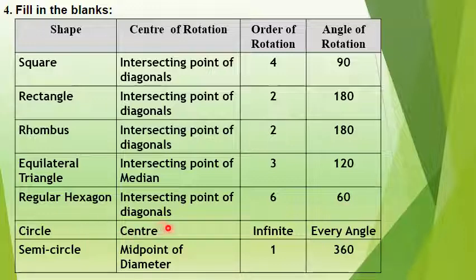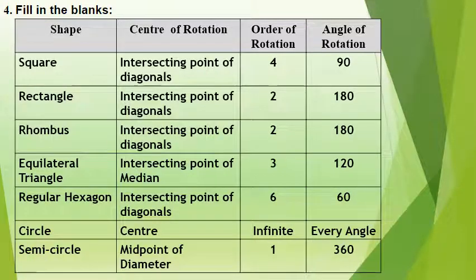Next is the circle. The center of rotation is the center of the circle, and the order of rotation is infinite. That means at every angle, even a smaller angle, it will look exactly like the original shape. So we write the order of rotation as infinite and the angle of rotation as every angle. Next is the semicircle. The center of rotation is the midpoint of the diameter, the order of rotation is 1 only, and the angle of rotation is 360 degrees.